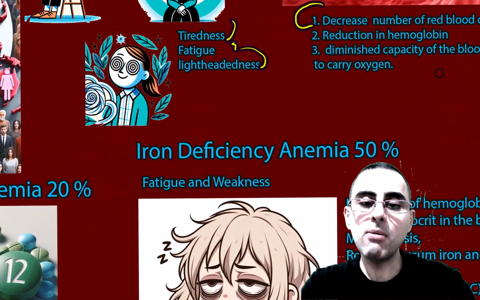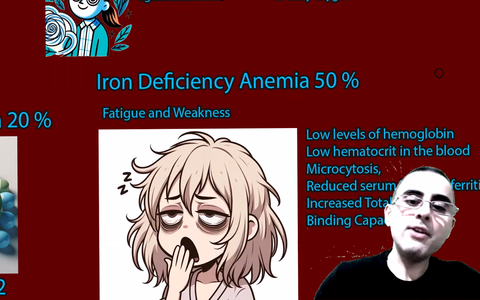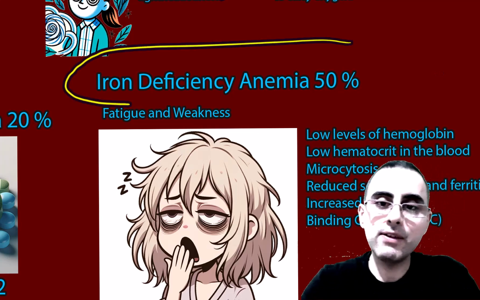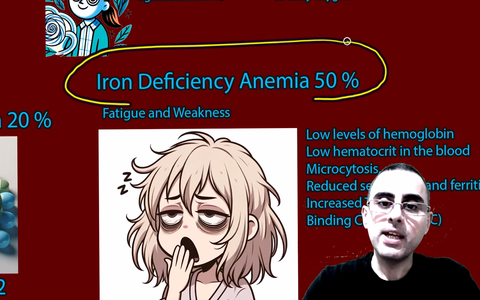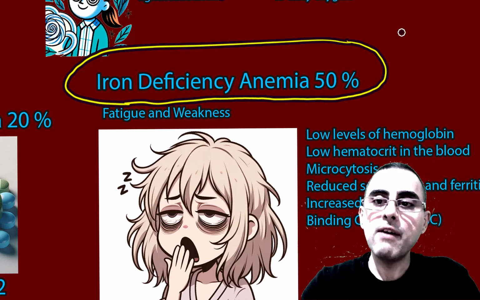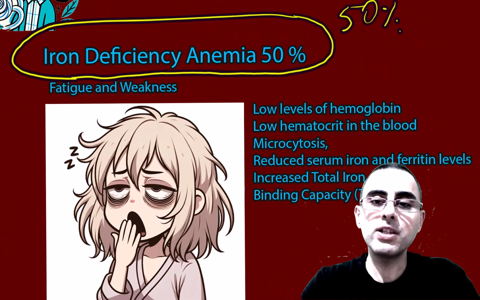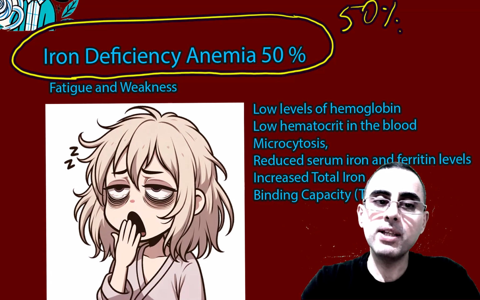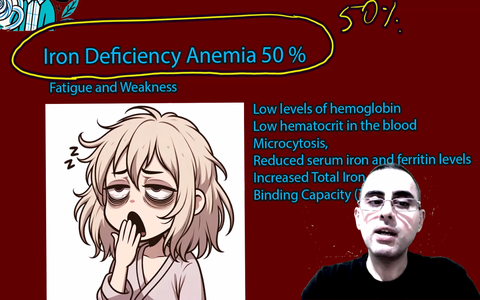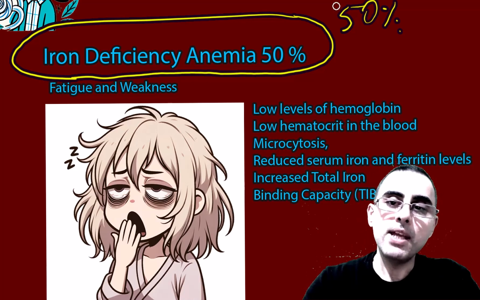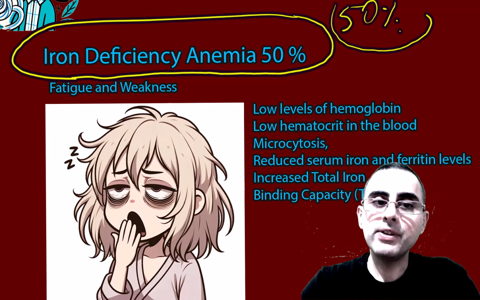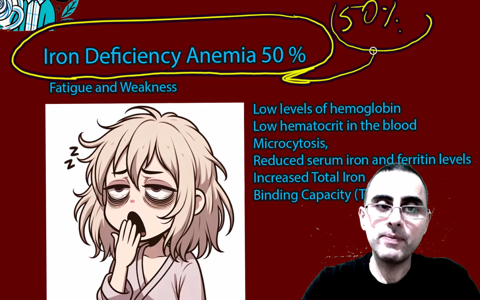Let's say the most common cause of anemia is iron deficiency anemia. When we have iron deficiency, we have anemia. It's responsible for 50% of cases of anemia. It's a very common condition, especially in reproductive age women. During menstruation, women lose blood and they lose iron, and that's why many women are iron deficient and eventually develop iron deficiency anemia.